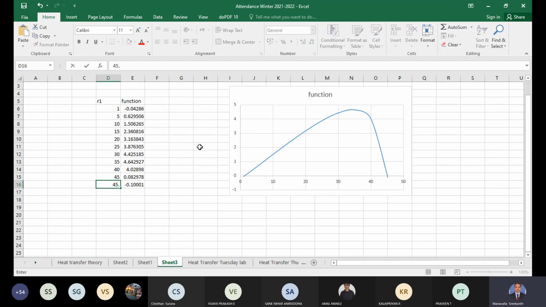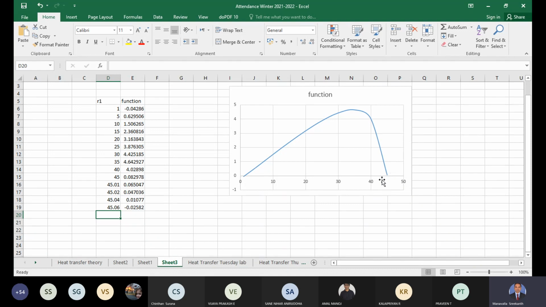So 45 positive, 45.02 positive. See here, 45.04 positive value, 45.06 negative value. That means you can very confidently say that it's between 45.04 and 45.06. So the root we can say is 45.05. So the R1 value is 45.05. That is what you can conclude from this particular analysis.